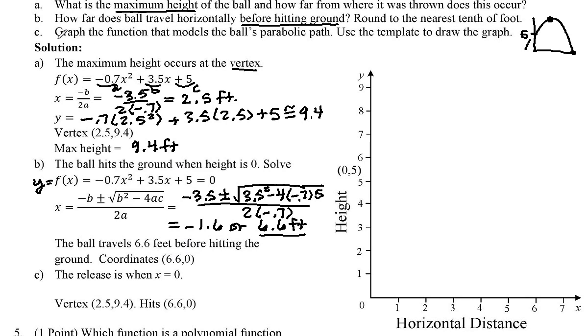And then part C is to graph the function that models the path, and we're using this template here. So, well, we start from this point that's 5 feet above the ground. So 0, 5 right here. Got that point on the graph. And then we've also got the vertex point, 2.5, 9.4. So 2.5 and then 9.4. So that would be about right there.